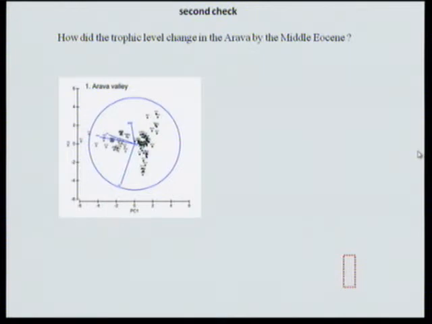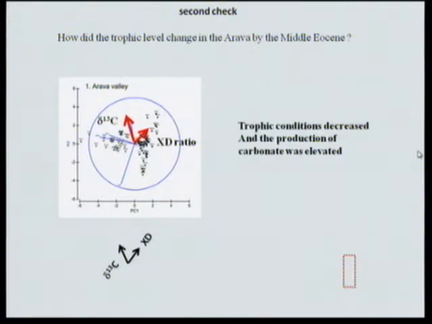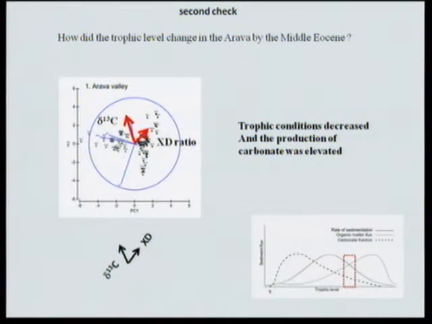And the second, how did the trophic level change in the Arava in the middle Eocene? And here is the projection. Here is the XD ratio. It goes like this, and the trophic condition decreased, and the production of carbonate was elevated.